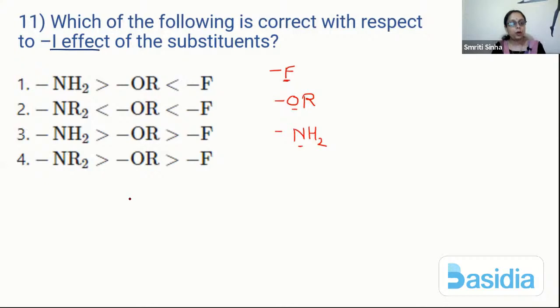According to our periodicity trend, fluorine is more electronegative than oxygen, and oxygen is more electronegative than nitrogen. Fluorine will pull more electron than oxygen, and oxygen will pull more electron than nitrogen. Therefore, the minus I effect will be in the same sequence, because the more the electron pull, the more the minus I effect. Your correct answer is option B: fluorine shows more minus I effect than OR, and OR shows more minus I effect than NH2.